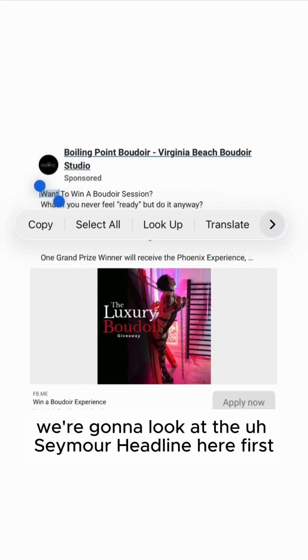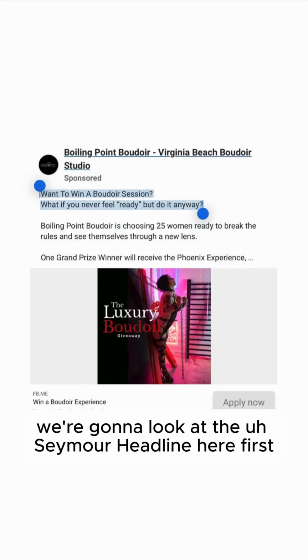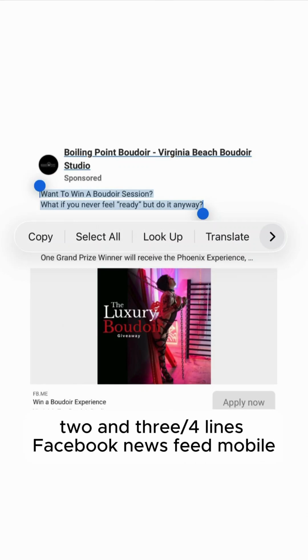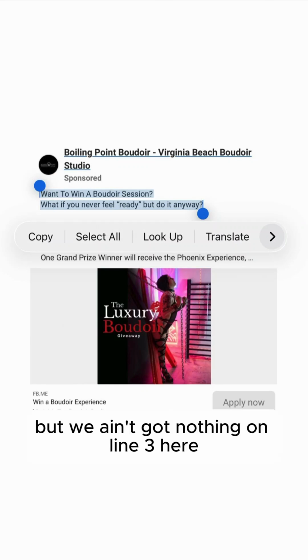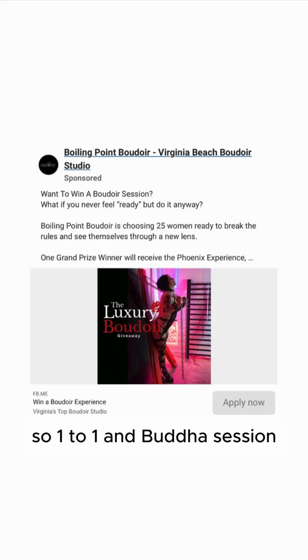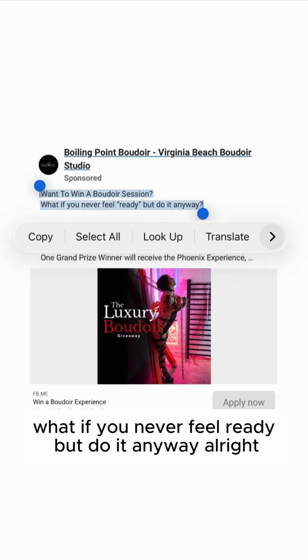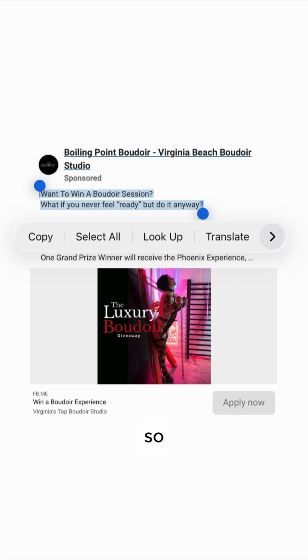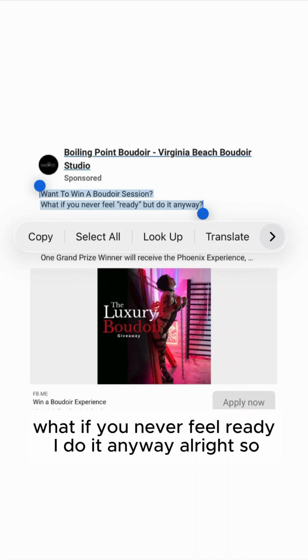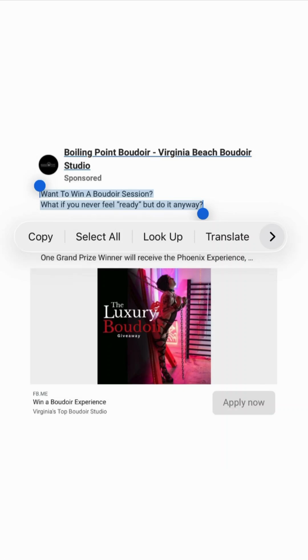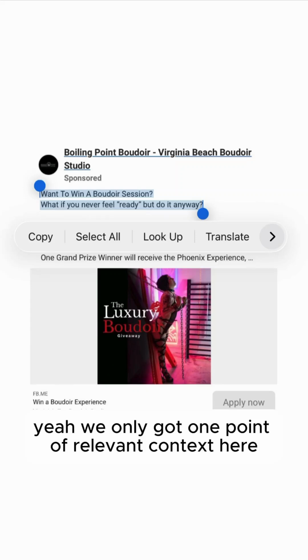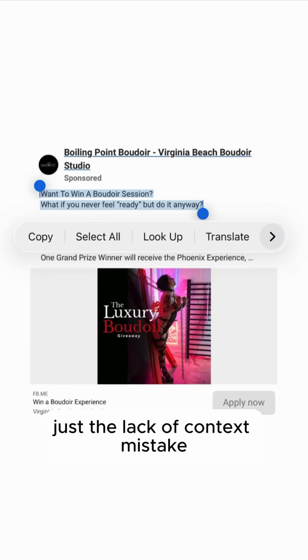Finally, we're going to look at the see more headline here. First 2 3/4 lines, Facebook newsfeed mobile. We ain't got nothing on line 3 here. So: want to win a boudoir session? What if you never feel ready but do it anyway? All right, so, we only got one point of relevant context here. It's just a lack of context mistake.